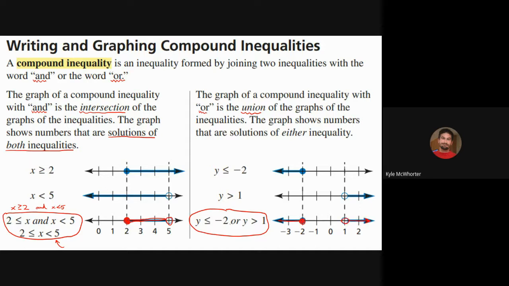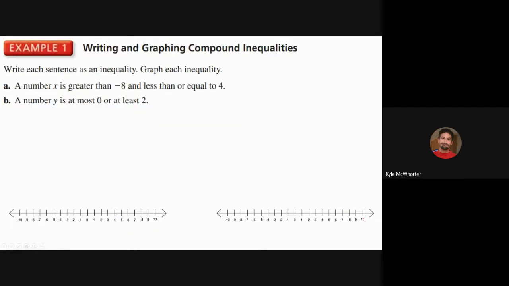So anytime you have the word "or," you're going to have two sections of graph. Anytime you have the word "and," it should be one section filled in between two values. So the "and," the intersection, can be thought of as all the solutions between two numbers, and the "or" is all the solutions outside of two numbers. Okay, so those are compound inequalities.